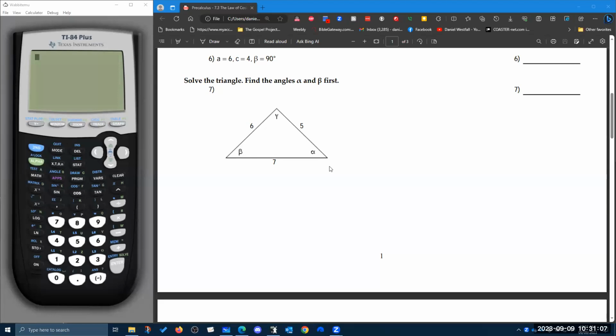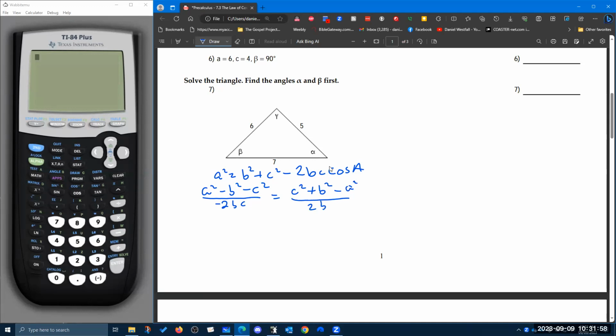So to find alpha here, I'm going to use the formula that a squared is equal to b squared plus c squared minus 2bc cosine of angle A, or alpha, and solve here: a squared minus b squared minus c squared over negative 2bc, which equals c squared plus b squared minus a squared over 2bc, is equal to cosine of alpha.